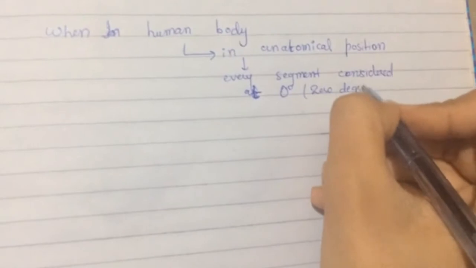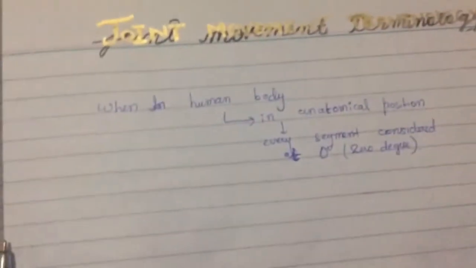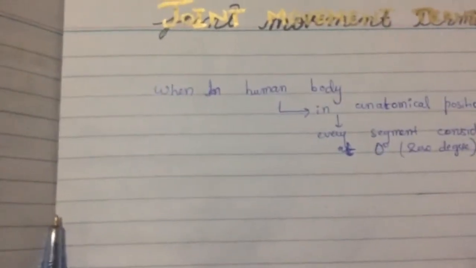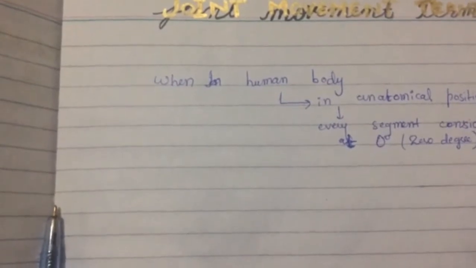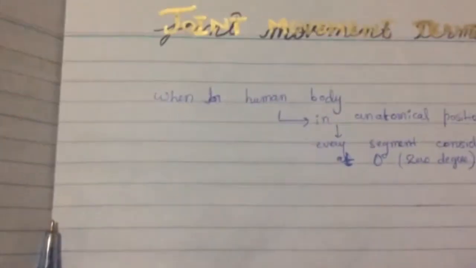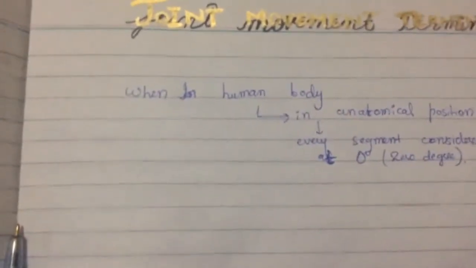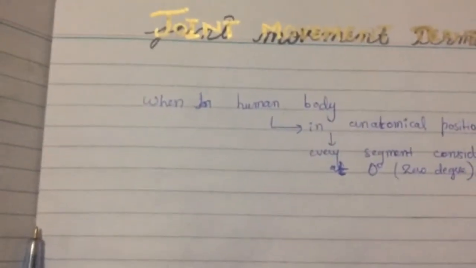So basically, rotation of a body segment away from anatomical position is named according to the direction of the motion, as we measure the angle between the body segment position and anatomical position. So rotation of the body away from the anatomical position is named according to the direction of the motion.